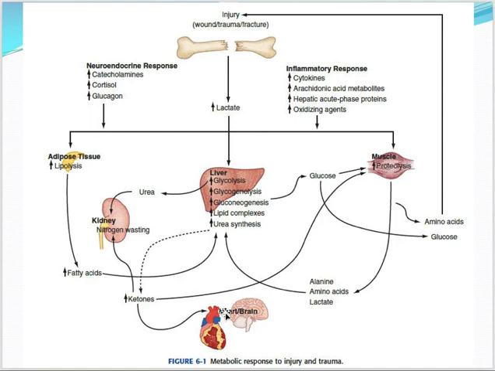Now you can see over here the inflammatory responses I'm talking about: increased cytokines, increased eicosanoid metabolites, increased hepatic acute phase proteins. I gave you the example of C-reactive protein. I'm giving you the example of CRP because that is the most common test in the hospitals. The doctors order it for the patients, and increased oxidizing agents.